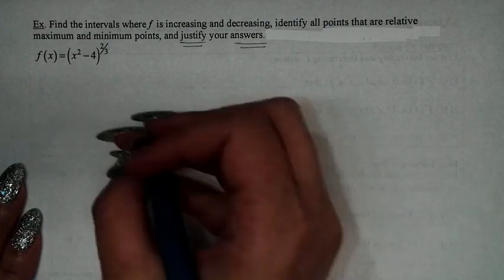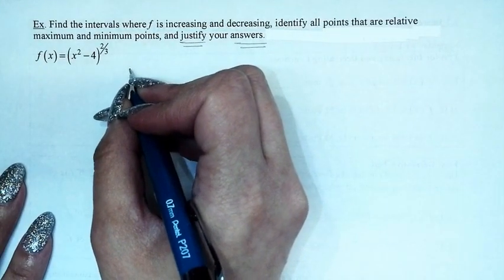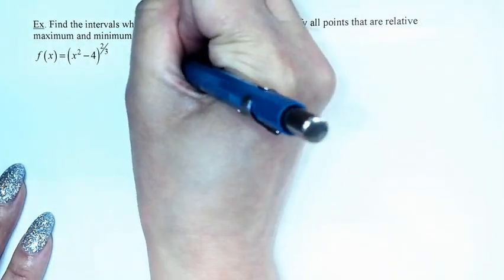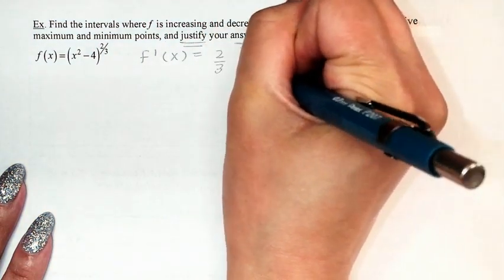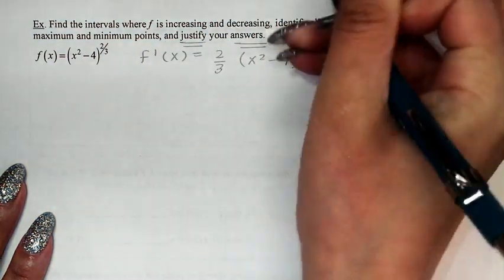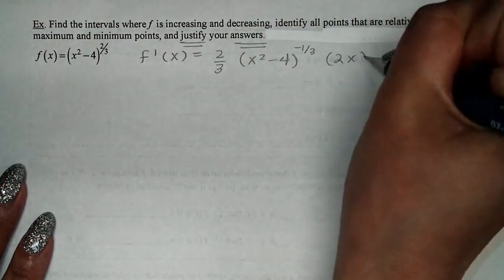Okay, so we have this f of x that is equal to x squared minus 4 to the power of 2 over 3. So take the derivative of that. You know that it's going to be 2/3 times x squared minus 4 to the power of negative 1/3, and then the derivative of the inside, you know that that's 2x.